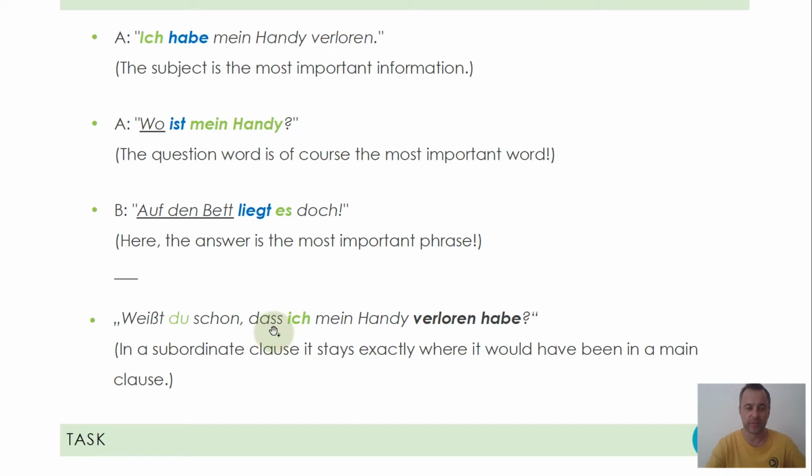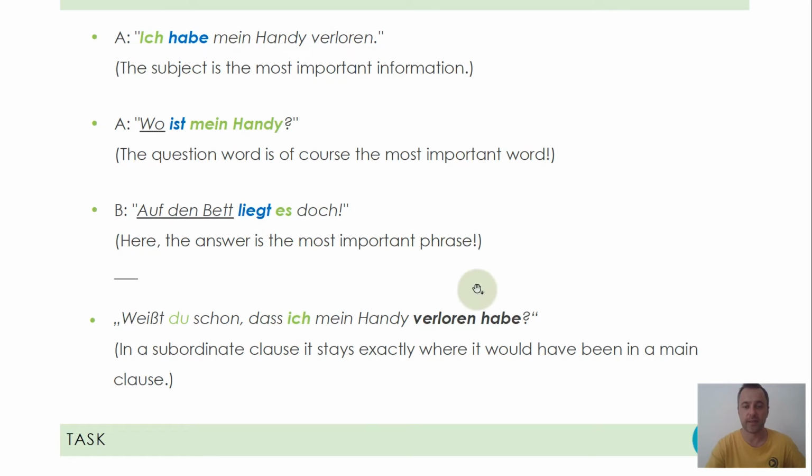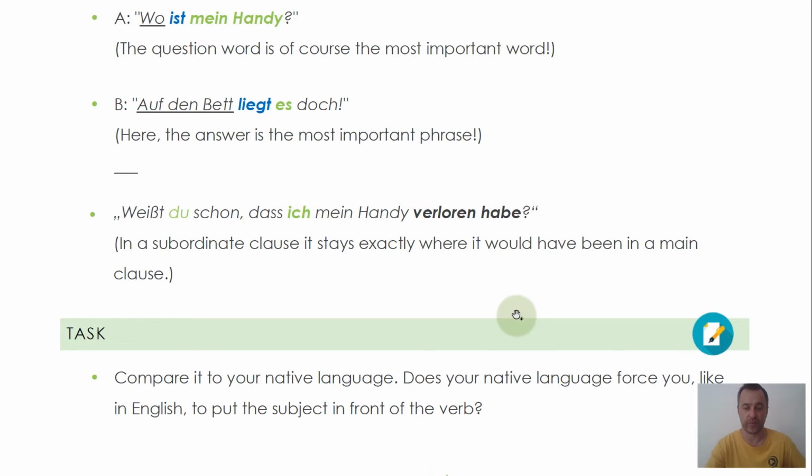So this is the conjunction and then it's followed by the subject already. Because if you have a look here, in a main clause we would say: Ich habe mein Handy verloren. So now dass sends the verb to the end, but the rest of the sentence stays just the way it was. So: dass ich mein Handy verloren habe. So ich would be in first position in the main clause, so it stays in front here too. It doesn't go anywhere. Only the verb goes to the end of the sentence.